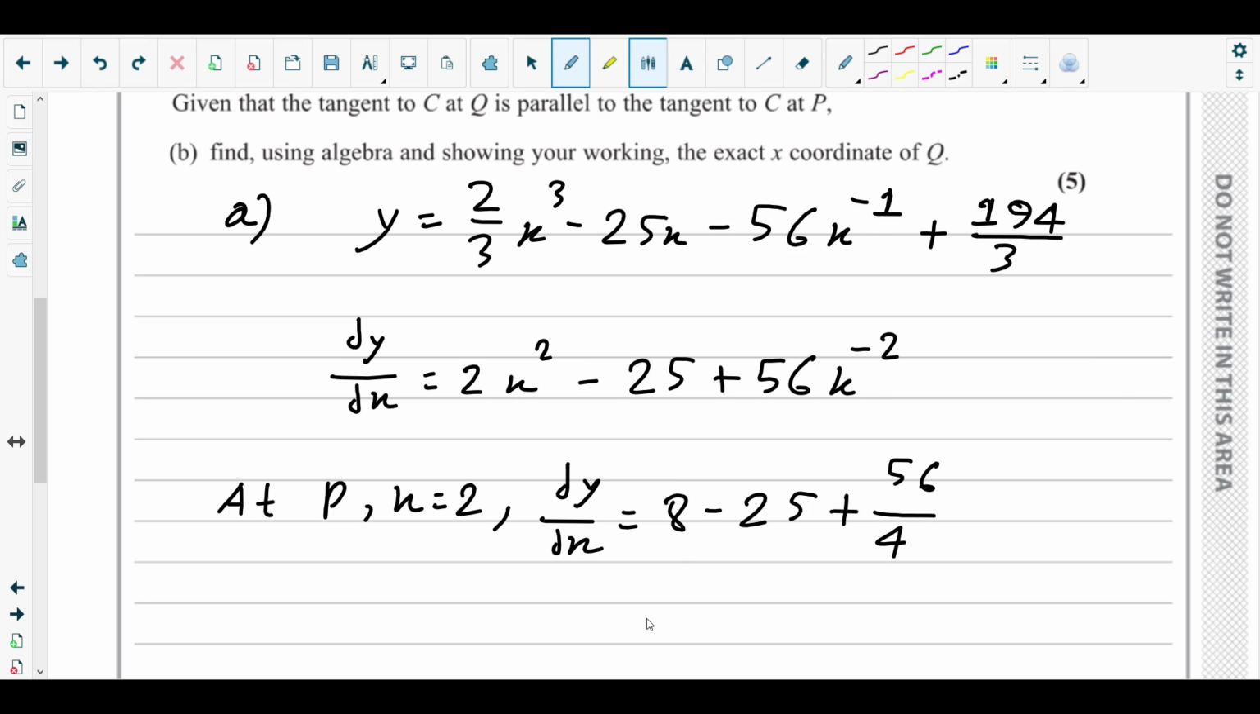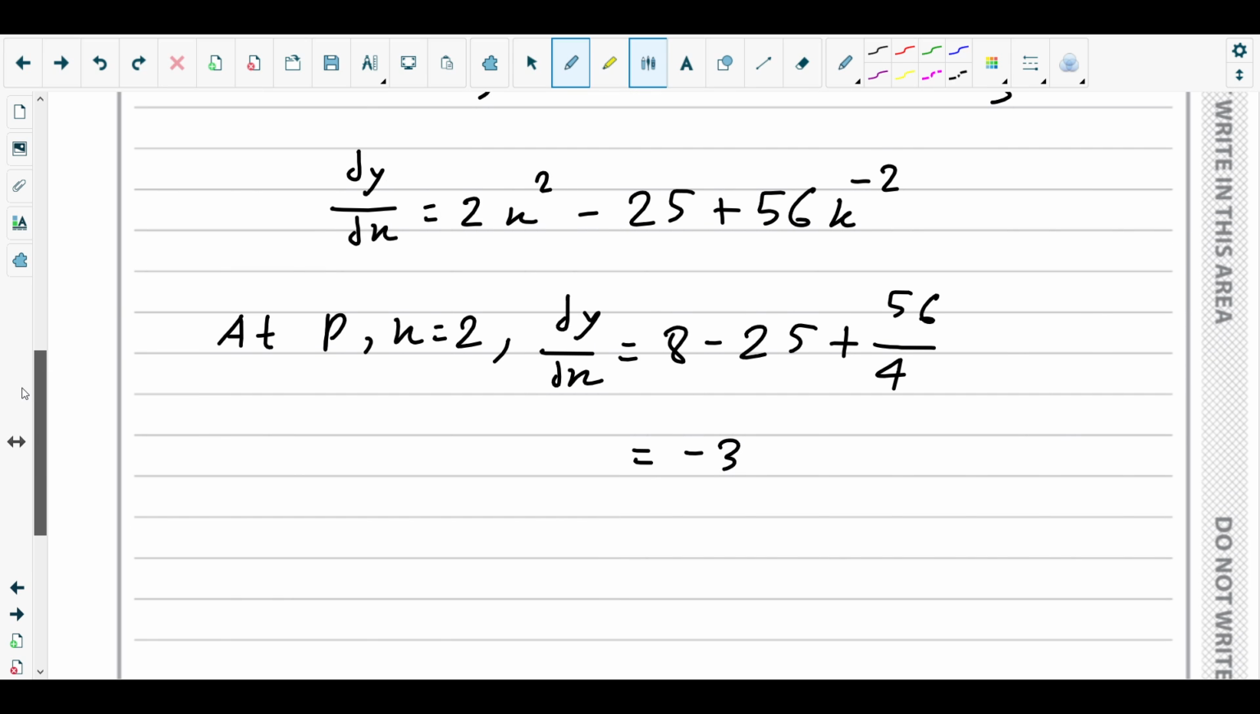So now add them up. 8 minus 25, there is negative 17 plus what? 14. So negative 17 plus 14, that is negative what? 3. The gradient we got, this is what? Negative 3. So the gradient of the curve C at point P is negative 3.